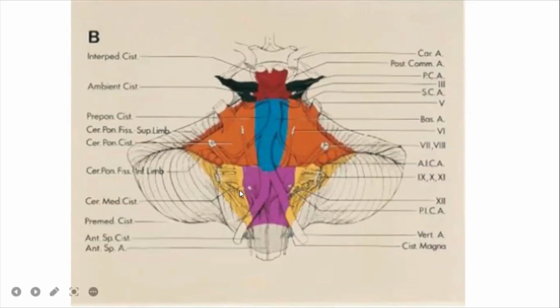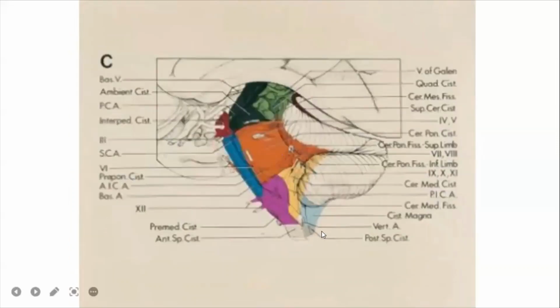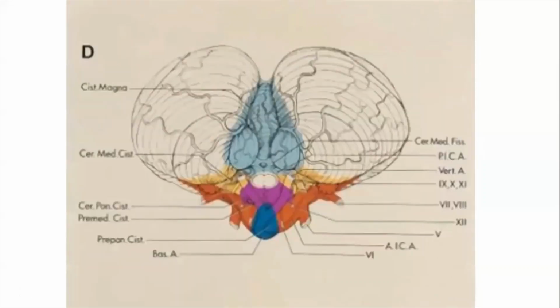In the cerebellomedullary cistern, the upper one is the glossopharyngeal, which is the ninth. The tenth is the vagus, and the eleventh, the accessory nerve, also passes in the cerebellomedullary cistern. Here we can see the lateral view of the same area, in which the cerebral peduncle, interpeduncular cistern, prepontine, and premedullary cisterns are shown with their relationship to the arteries and the nerves. We will be discussing this in detail in upcoming slides.